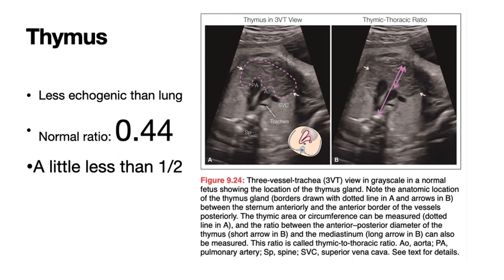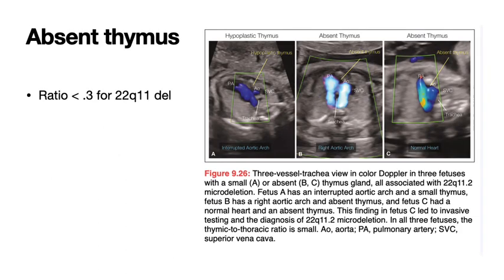All right, we got to talk about the thymus. So the thymus is a little more hypoechoic than the lung. If you do a ratio of the AP dimension of the thymus compared to the AP dimension of the thorax, it's about 0.44. So just remember, it's a little bit less than half. So up at the 3-vessel trachea view, that stuff between the vessels and the sternum is thymus.